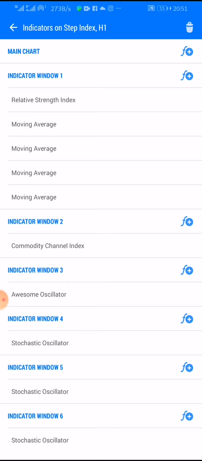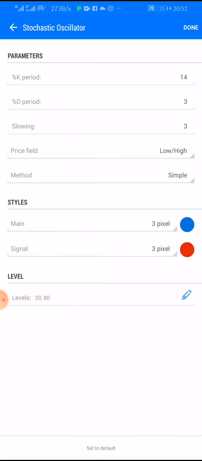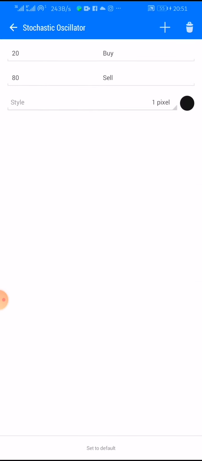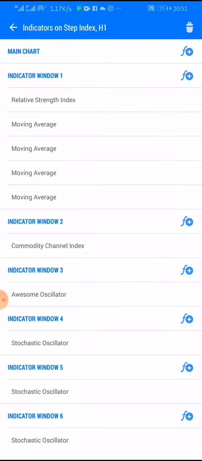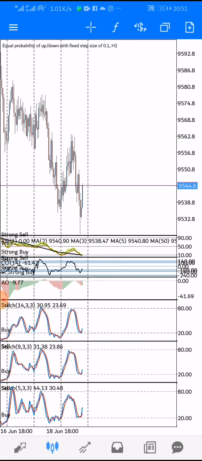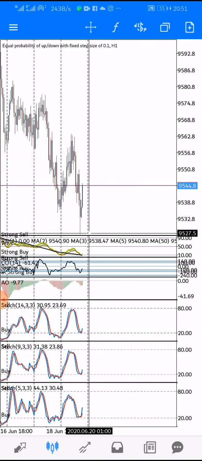Right, so look at this. Let me open it up so you see the levels. I put it at 20 for buy and 80 for sell. That's the same with every one of them. So how do I come in here? How do I identify a position to buy?